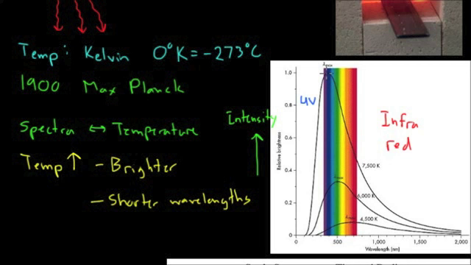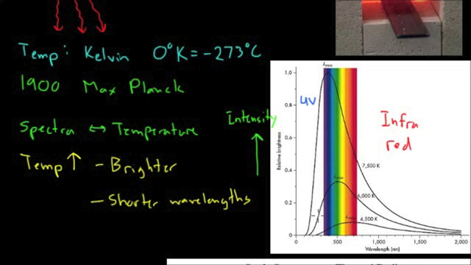And if I have, say, a very, very hot star, then it might give off light mostly in the UV spectrum. The sun gives off a little bit of light in the UV spectrum, but mostly in the visible part of the spectrum. So we notice that as temperature increases, the object gets brighter, and the wavelengths that most of the light is being emitted at are at shorter wavelengths.